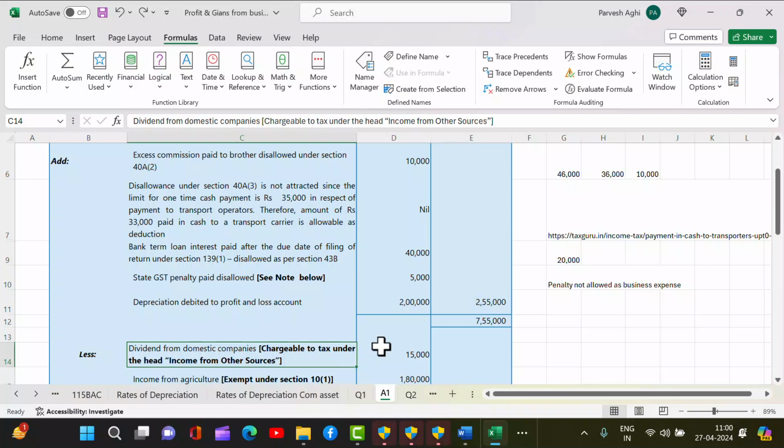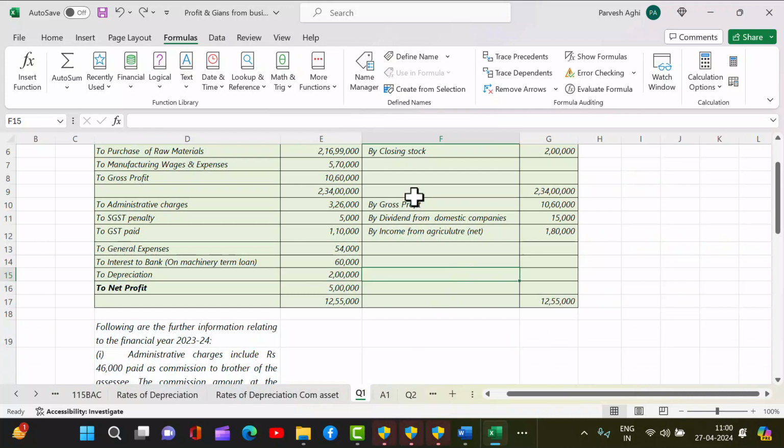Read this. Dividend from domestic companies is chargeable to tax under the head income from other sources. Now, if you look here, while calculating the net profit, he has shown some dividend from domestic companies. Okay, and what is this? Read this. Both these two.